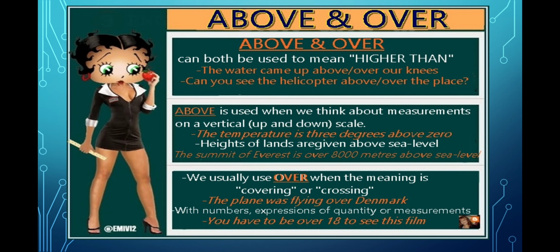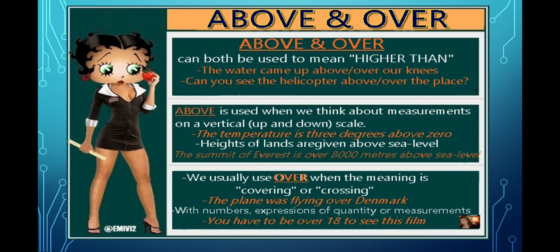Next, we come to the usage of above and over. Now, students, above and over can both be used to mean higher than. Like the water came up above or over our knees. Can you see the helicopter above or over the place? Now, above is used when we think about measurements on a vertical, like up and down scale. The temperature is 3 degrees above zero. Heights of land are given above sea level. The summit of Everest is over 8,000 meters above sea level.